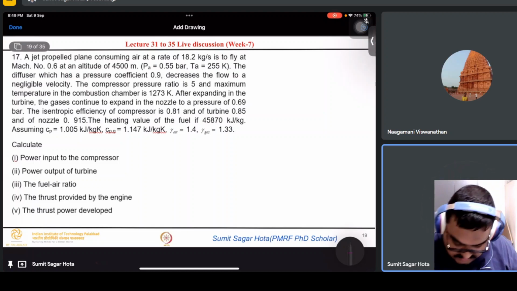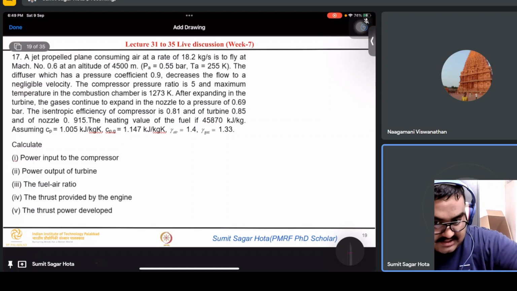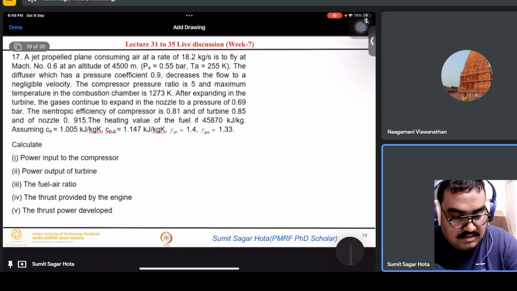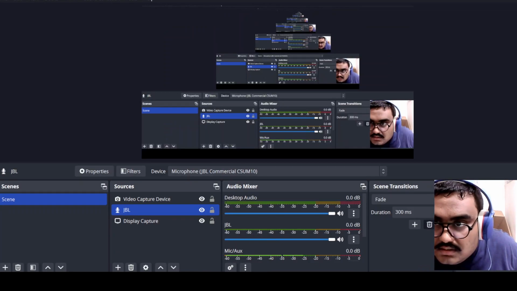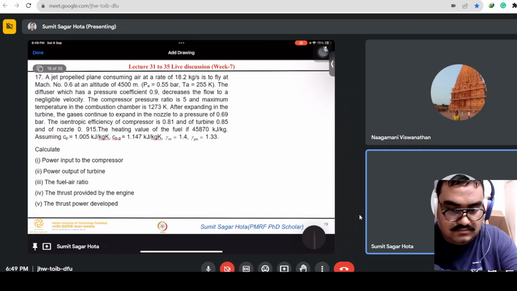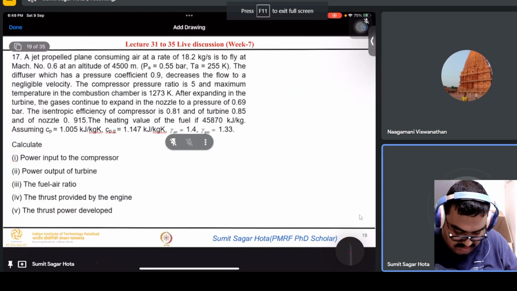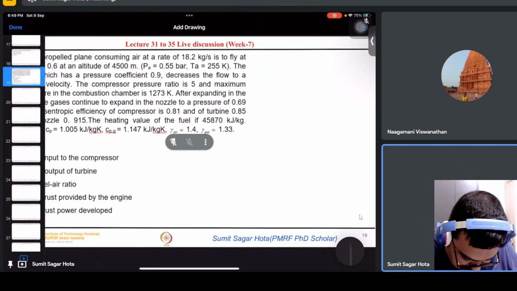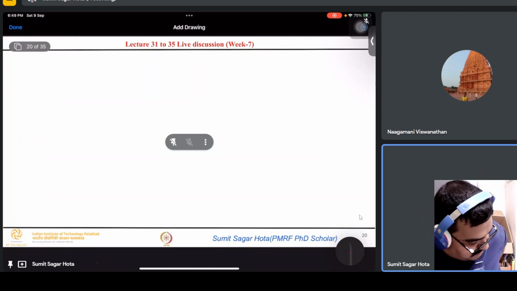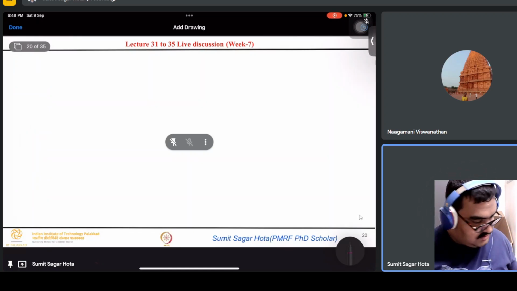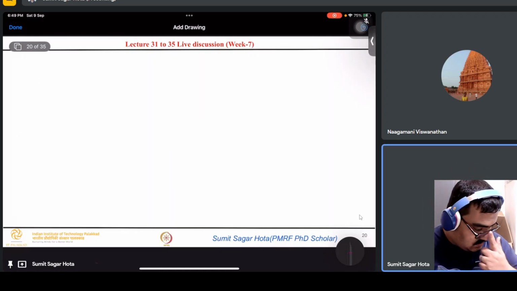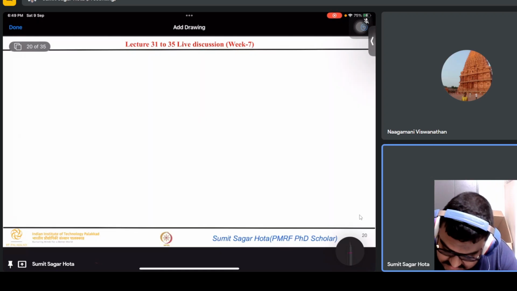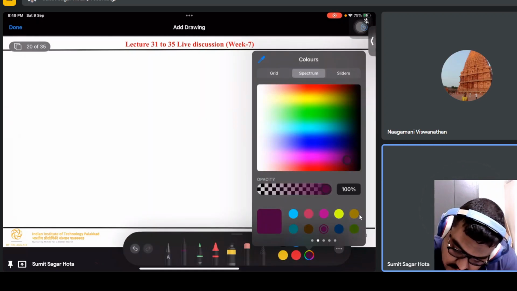So let's start this question. We'll slowly proceed with this question. In this kind of question, what is your first task? First task is to draw the cycle.